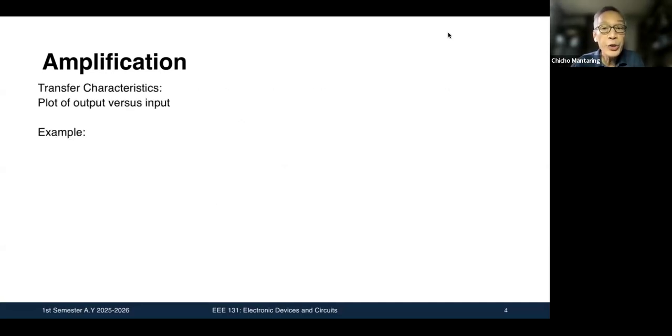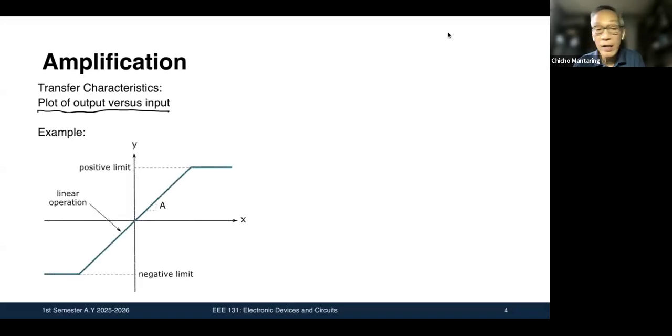Okay. We usually describe amplifiers through their transfer characteristics. So what is a transfer characteristic? That is a plot of the output versus the input. Let me give you an example. This is an example of your transfer characteristics where you're plotting Y, your output, versus X.